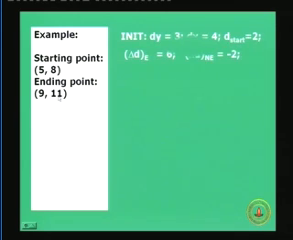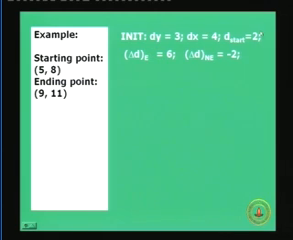If that is so, the initial line conditions are dy, which is y1 minus y naught, 11 minus 8. So, dy is equal to 3. What is dx? It is x1 minus x naught, 9 minus 5, which is equal to 4. So, dx is equal to 4, dy is equal to 3. What is d start? Do you remember the expression of the initial condition of d? It is 2 dy minus dx, correct? 2 multiplied by 3 minus 4, so it is 6 minus 4, d start is equal to 2.